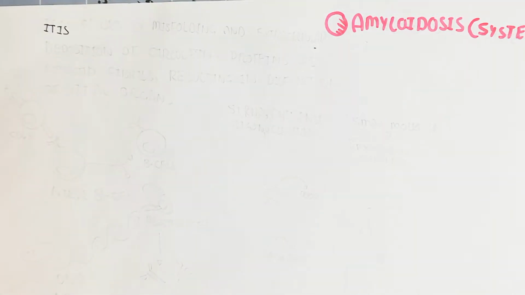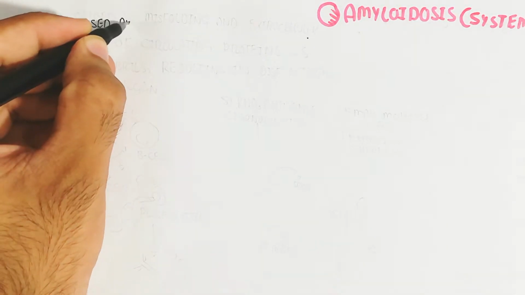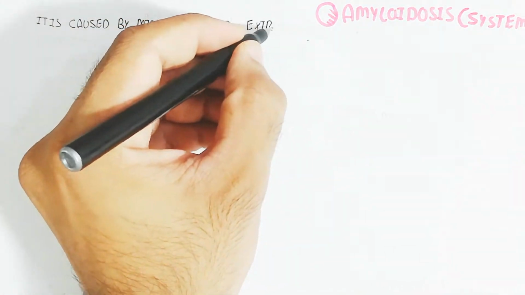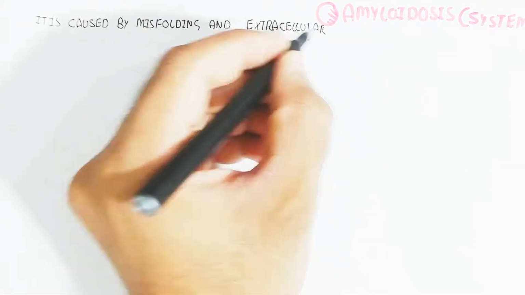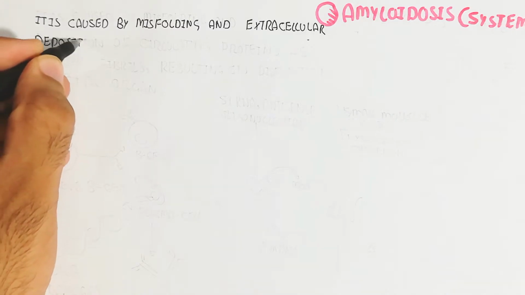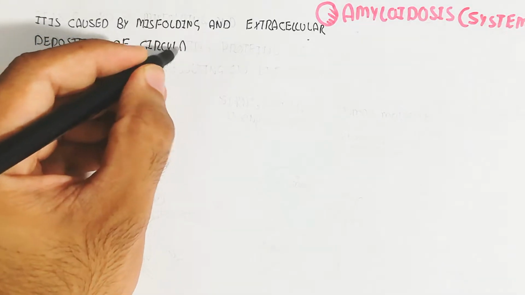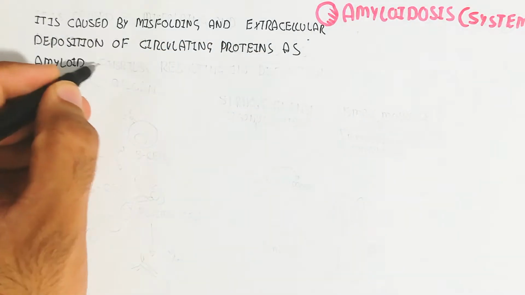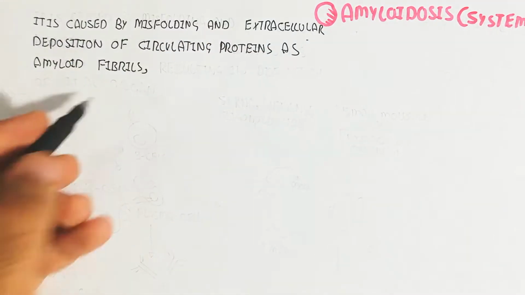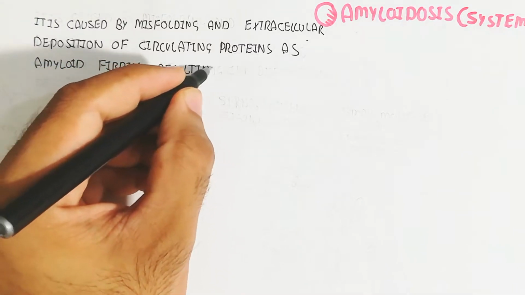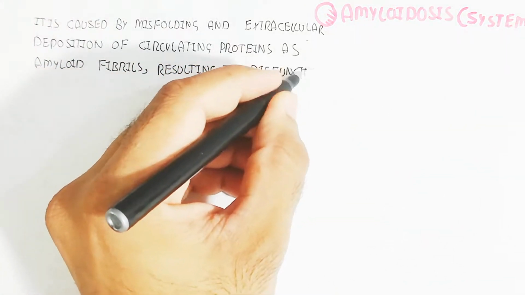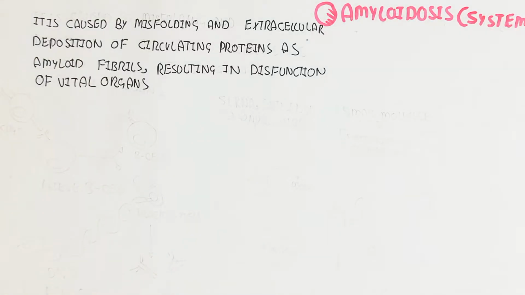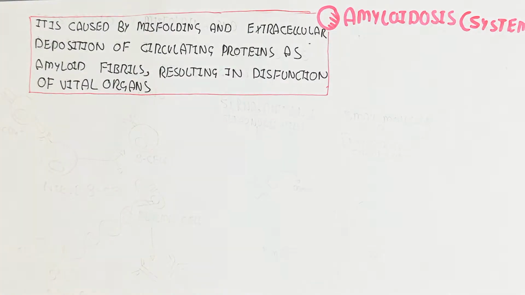So let's begin to understand that it is caused by misfolding of the protein. Misfolding means not correct folding, and extracellular deposition of circulating proteins as amyloid fibrils, resulting in dysfunction of vital organs. So the dysfunction of the vital organs will occur due to these amyloid fibrils.